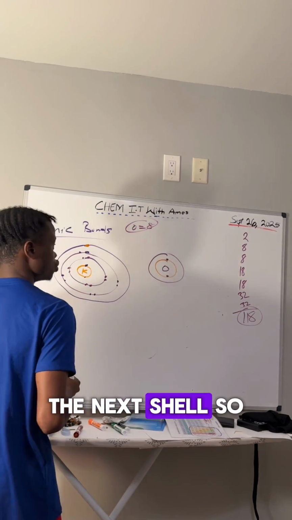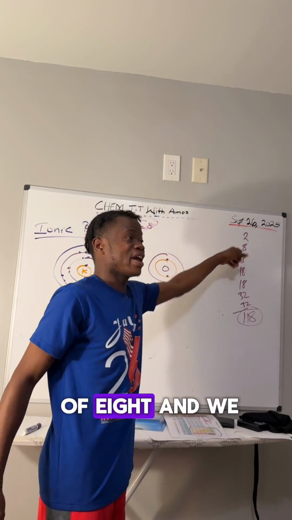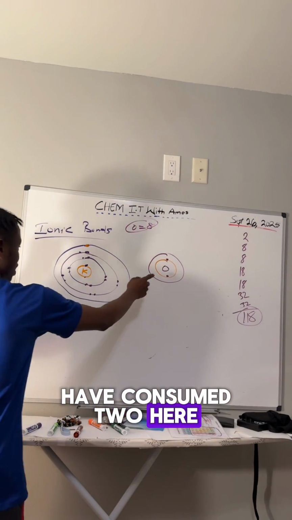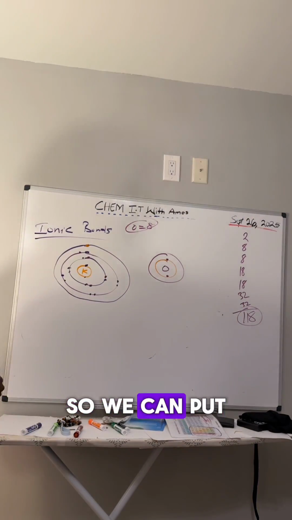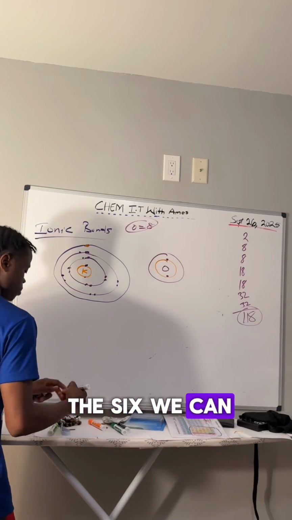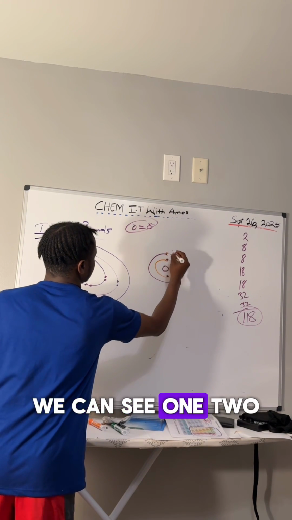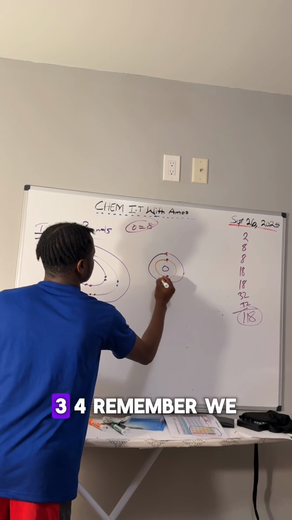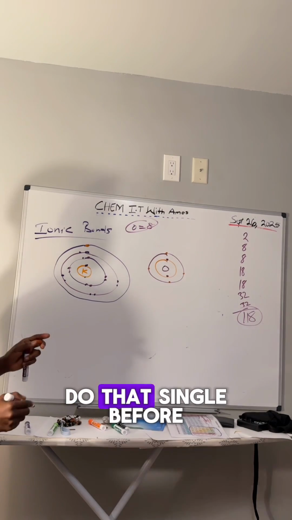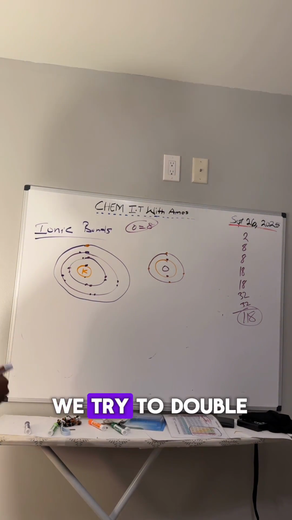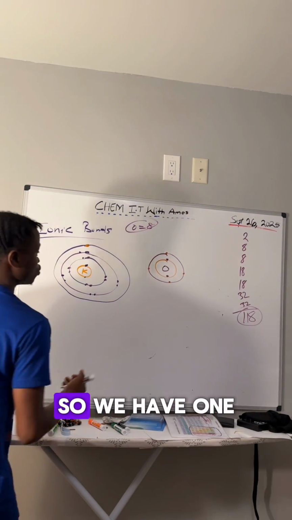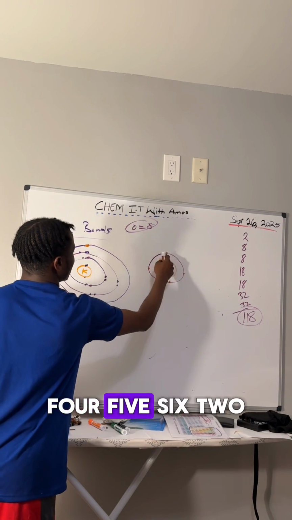The next shell takes a maximum of 8, and we have got 2 here. Pending 6 to make it 8. So we can put the 6 right here. We can say 1, 2, 3, 4. Remember, we place them single before we try to double them. Alright? So we have 1, 2, 3, 4, 5, 6.